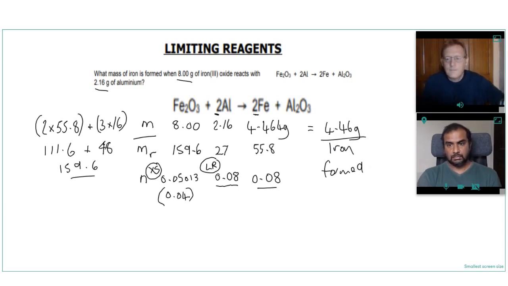And that's it. That's how we work out the limiting reagent and how we work out the mass of iron formed.